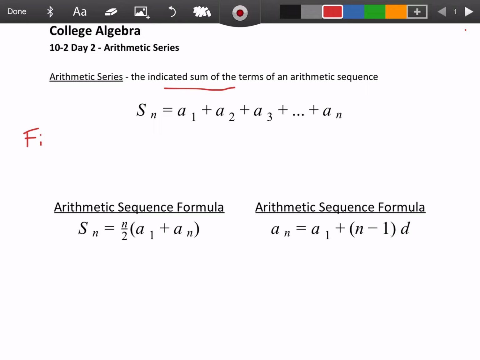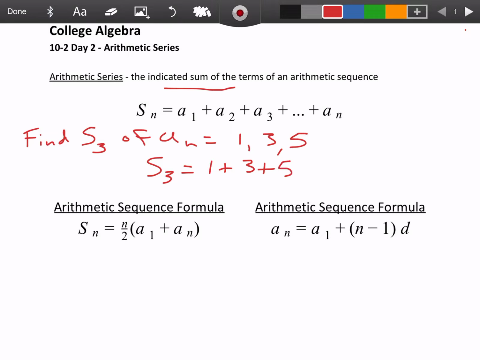Something as simple as, if you wanted to find the sum of 3, let's just say we have 1, 3, 5. All you would be doing, S of 3 would be 1 plus 3 plus 5. To add up those three terms, that would be 9. So nothing more than just adding up the terms of the sequence and coming up with an actual number of what those are all added to.